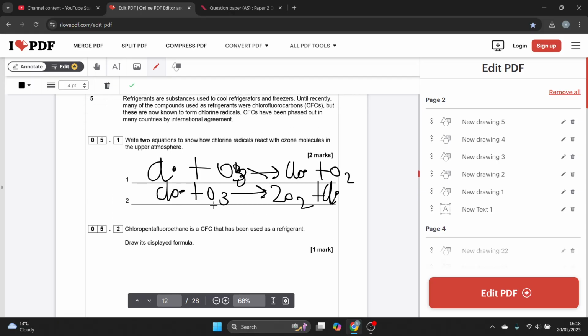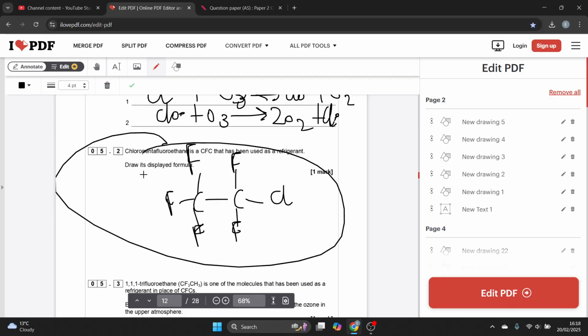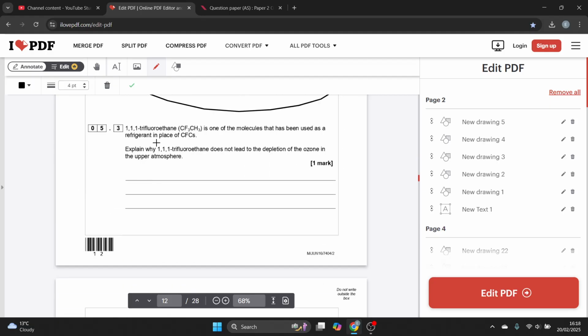Draw a displayed formula of chloropentafluoroethane. Well, ethane, chloro, pentafluoro. So 5 fluoros: 1, 2, 3, 4, 5. And that's chloropentafluoroethane. 1,1-difluoroethane does not lead to depletion of the ozone in the atmosphere because it does not contain chlorine.